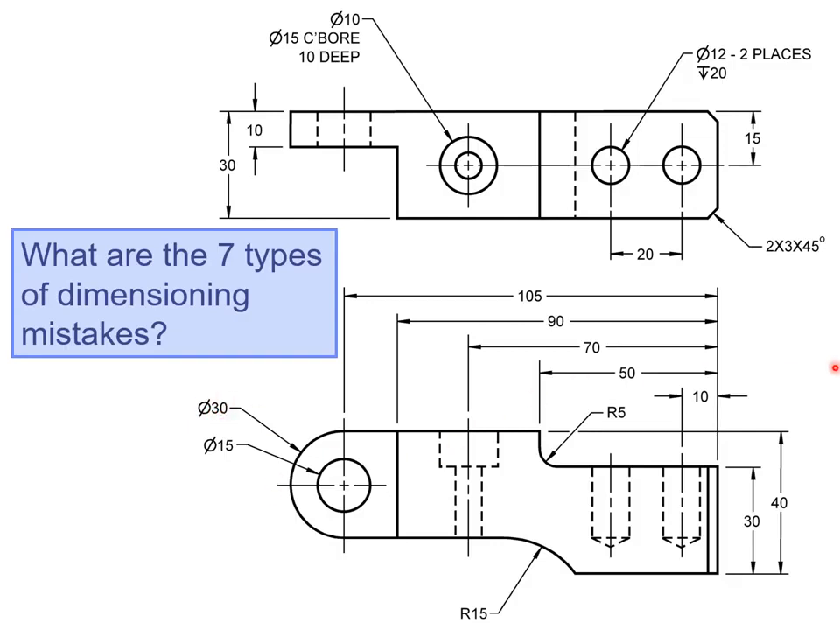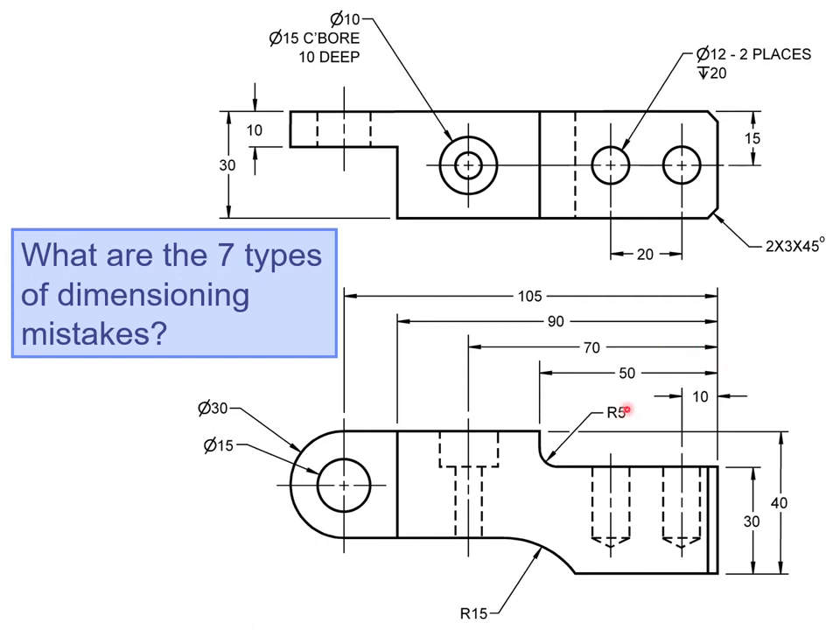Another mistake that we see here is this dimension of 10. Remember, we are not allowed to dimension hidden features. We can place the 10 up here, and that'll give us the center axis of the hole. Once again, we are not allowed to dimension to a hidden feature. Here we have this counterbored hole. This dimension of 70 should be up here in the top view. We do not dimension hidden features, but here it's seen. We can physically see the counterbored hole. So we would place the dimension of 70 here.